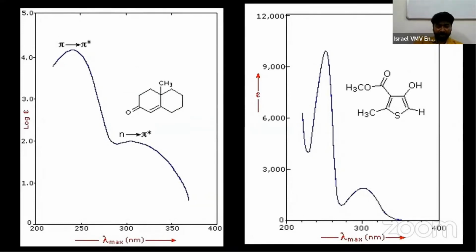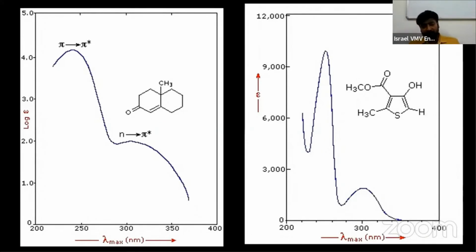Apart from the pi to pi star transition, there is an n to pi star transition. What is that n electron? The n electron is called a non-bonded electron, an electron that is not involved in bonding. Where is the n electron? That is around the oxygen. Two dots you may find in textbooks. These are called the non-bonded electrons, and they are not at all involved in bonding. They are lone pairs of electrons. They are lone. They are alone.